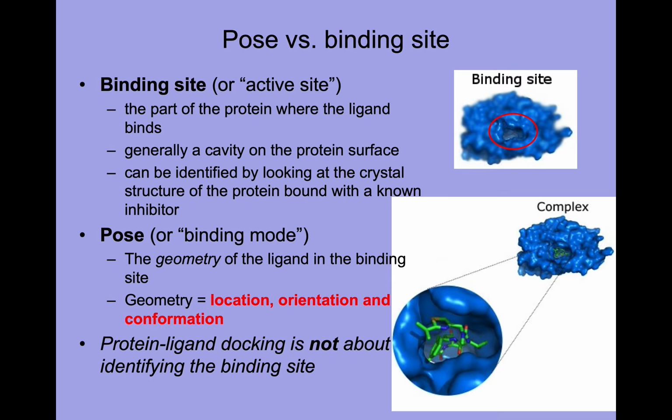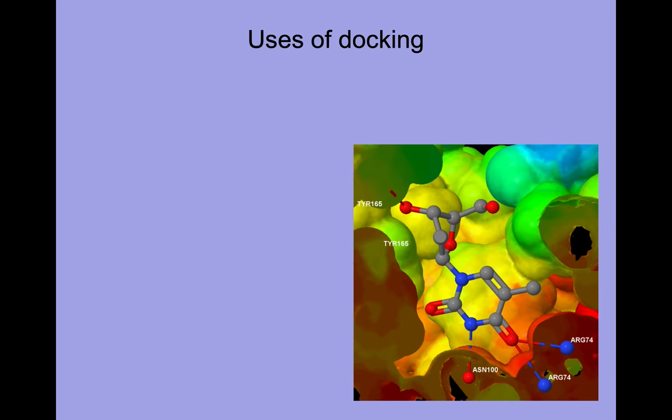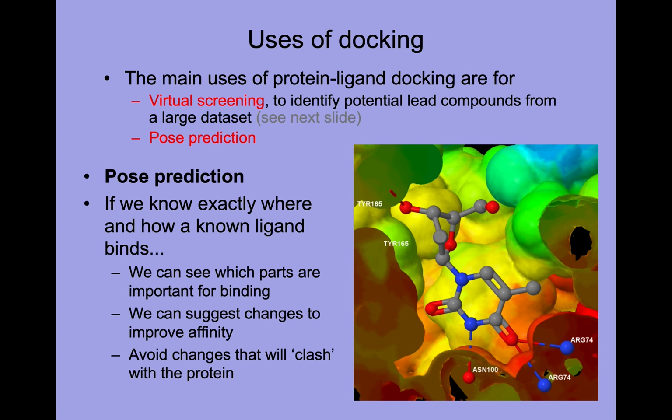So protein ligand docking is not about identifying the binding site. It is about finding out the interaction between the ligand and the protein or target site. This is a picture of docking, in which this is our ligand, and it binds in that cavity and pocket, and makes interaction with these residues of the protein, arginine 74, tyrosine, etc. So it can make interaction with all the residues present in the cavity or binding site of the protein.